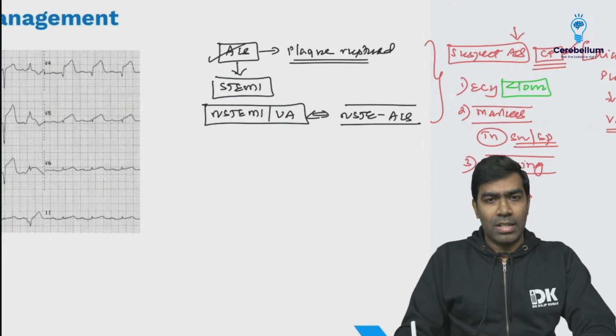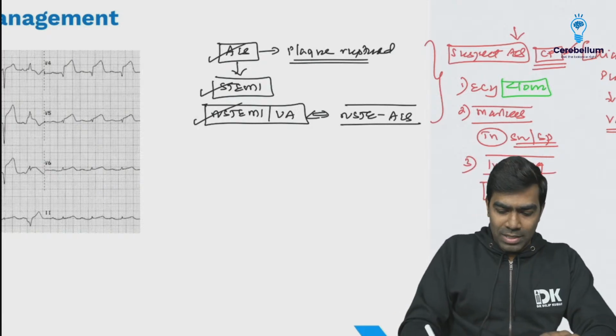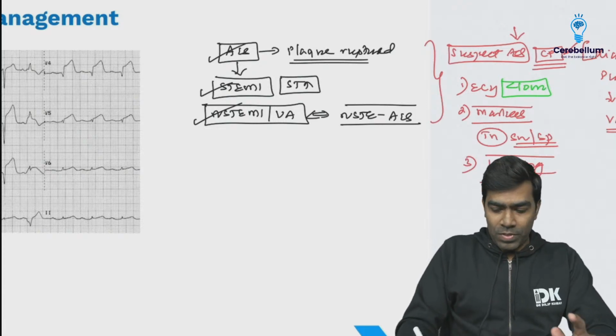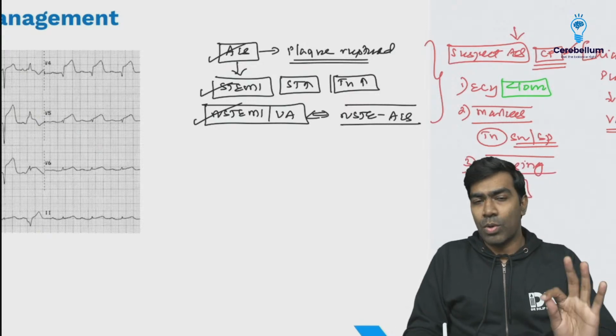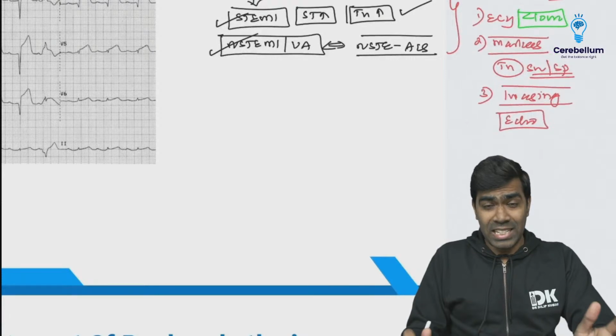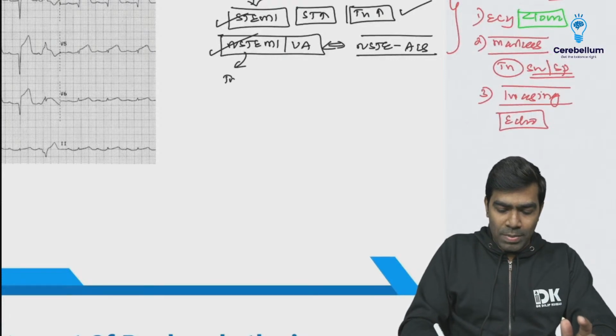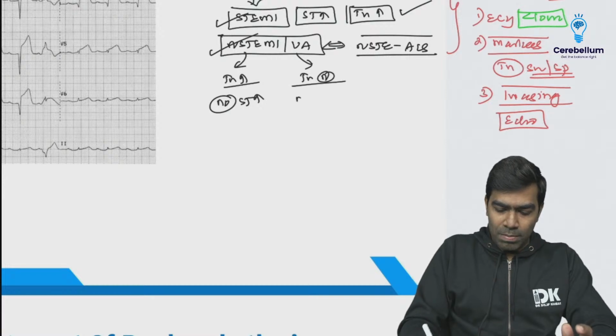Nevertheless, how will you differentiate STEMI from NSTEMI and unstable angina? STEMI patients will have ST elevation and troponin positivity. Troponins also will be elevated if it's going to be a STEMI. There is no doubt about that. If it's going to be an NSTEMI, then troponins will be elevated, but the patient will not have ST segment elevation. Third, if it's going to be an unstable angina, troponins will be normal, and at the same time there won't be any ST segment elevation.